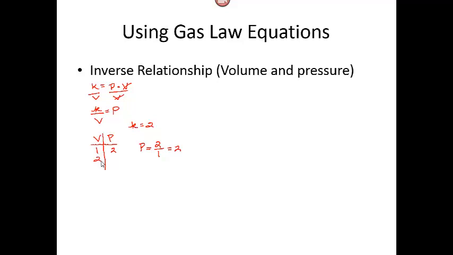Let's double the volume to see how that affects our pressure. Let's put in our numbers. K is still 2. Divide by 2 this time, and we get 1. So let's enter 1 for our pressure. Then let's double our volume again. If we double the volume again, we put that into the equation, where 2 is our k divided by the volume. This time we get 1/2.